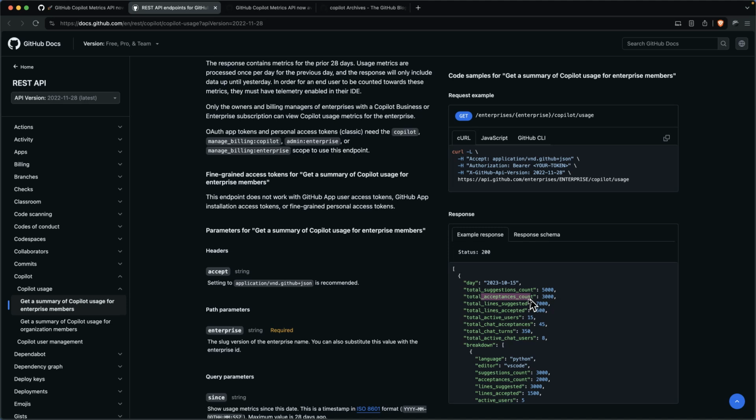After all, it's possible a low acceptance rate might be a good thing because it might mean you looked at a lot of examples before you pick something. Definitely going to be subjective. All right, so then we have the lines suggested. So I guess the number of lines of code suggested, and then the number of lines accepted.